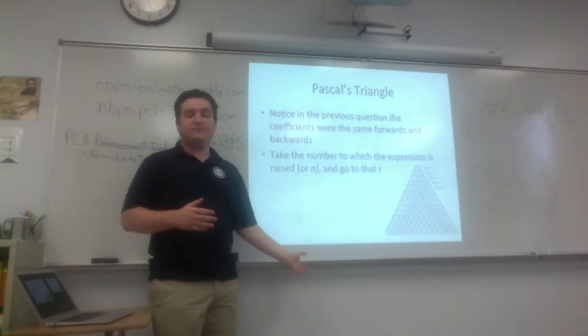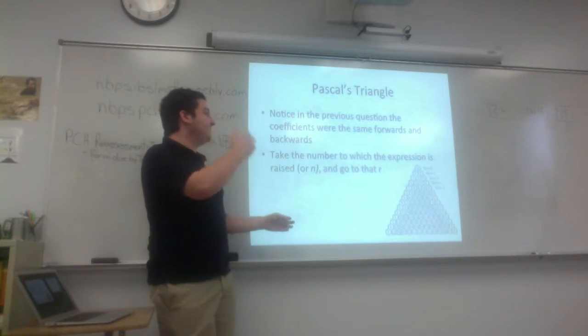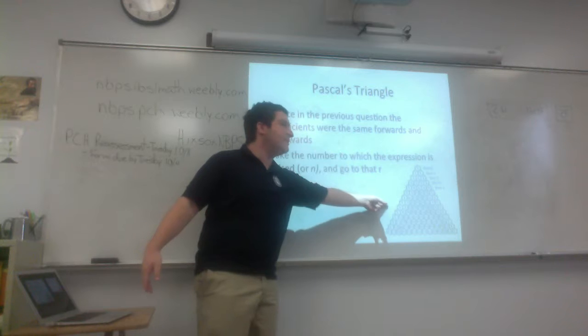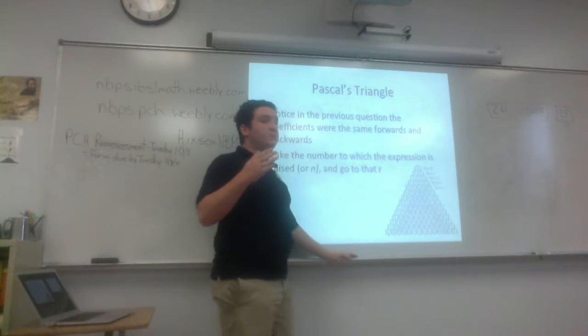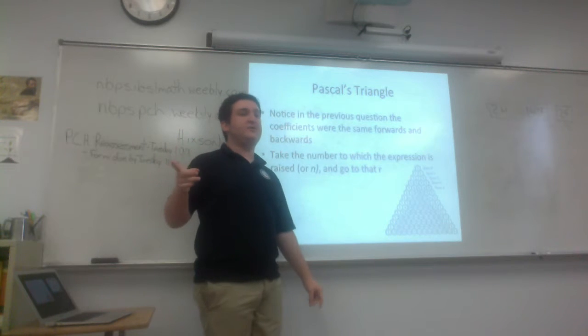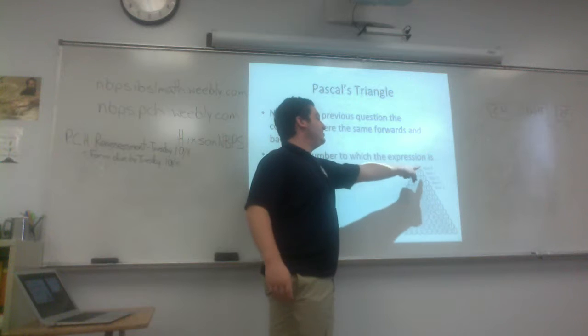So, like I said, the easier way to find the coefficients than even doing the binomial expansion formula is Pascal's triangle. This is Pascal's triangle right here. You're going to go to whatever row you need, and that row is determined by the exponent you're raised to. Big warning sign, many people think that this is row 1. It's actually not, it's row 0.